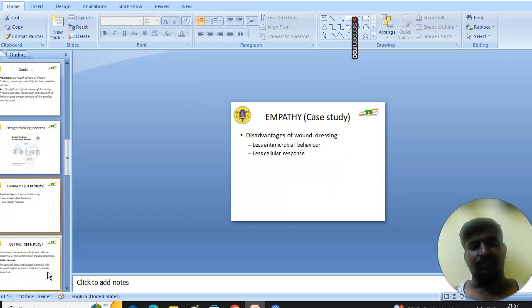Let's come to our case study. The first is empathize. The wound dressings for wound healing possess certain disadvantages. There are several wound dressing scaffolds used in the market. The main disadvantages of the commercial products were less antimicrobial behavior and less cellular response.